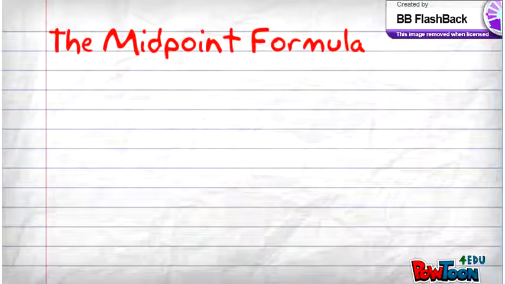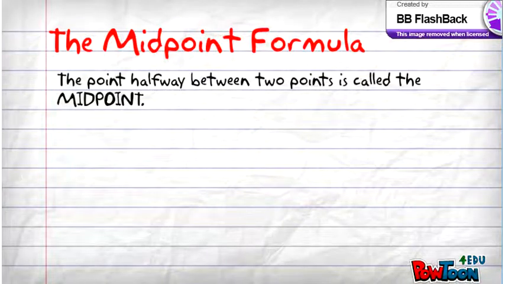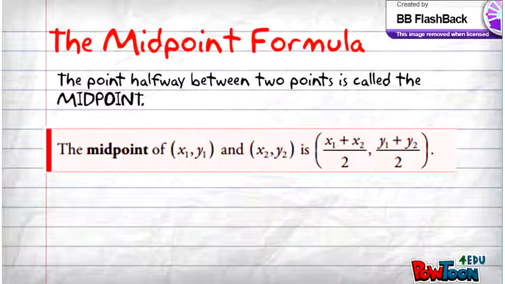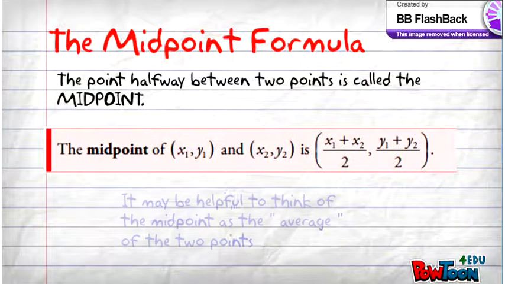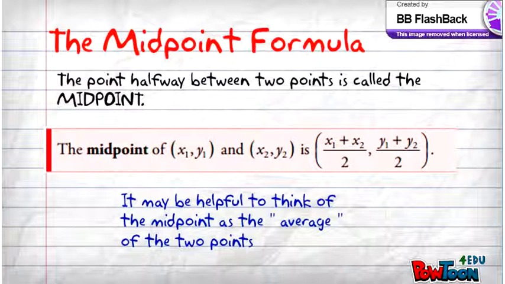Now the next thing we're going to consider is the midpoint formula. The point halfway between 2 points, not surprisingly, is called the midpoint. And again, it's straightforward enough to calculate this. The midpoint of x1, y1 and x2, y2 is just the sum of the x coordinates over 2 gives you the x coordinate of the midpoint, and the sum of the two y coordinates divided by 2 gives you the y coordinate. So if you like, it's just averaging. It may be helpful to think of the midpoint as the average of the 2 points.